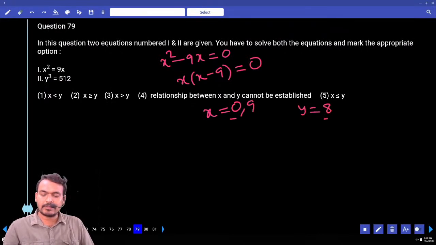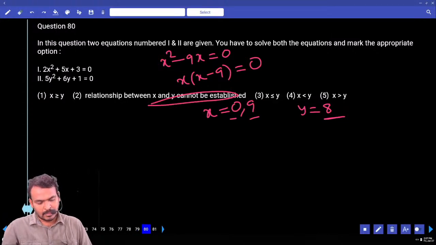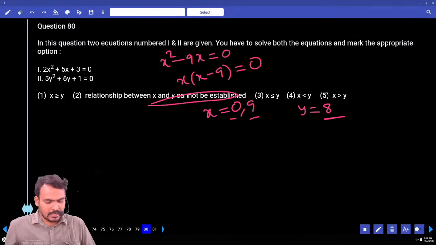0 compared to 8: less than. 9 compared to 8: greater than. Opposite symbols, right? What is the relation? Cannot be established.